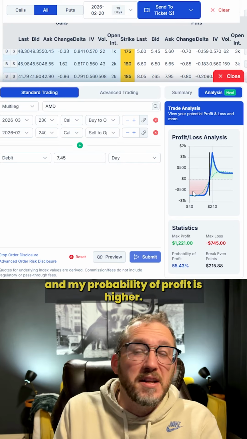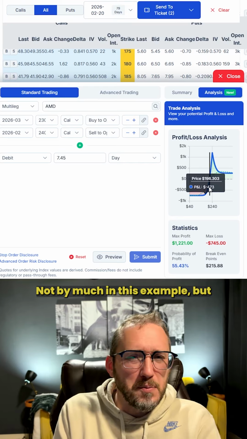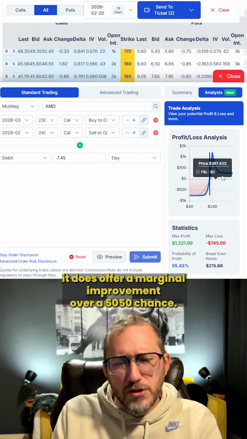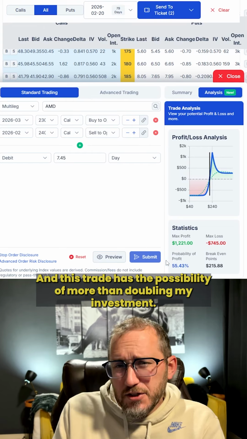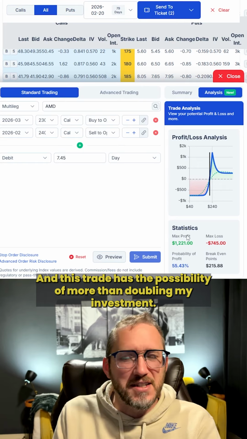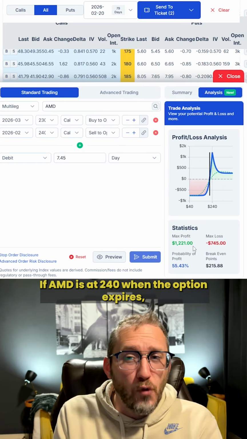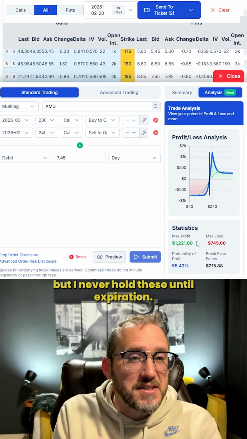And my probability of profit is higher. Not by much in this example, but it does offer a marginal improvement over a 50-50 chance. And this trade has the possibility of more than doubling my investment if AMD is at 240 when the option expires. But I never hold these until expiration.